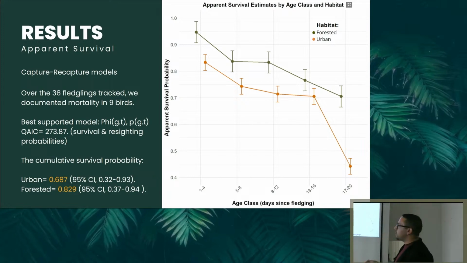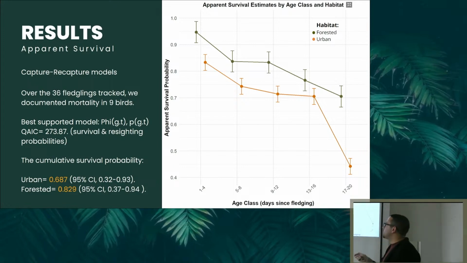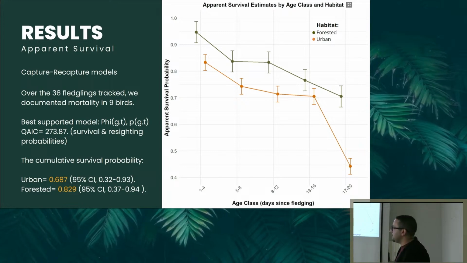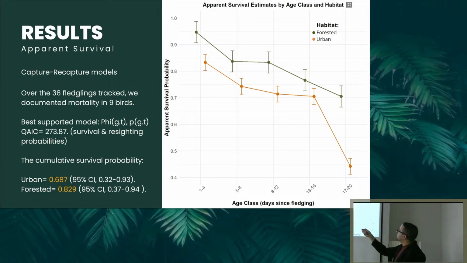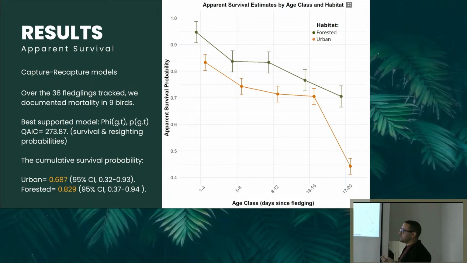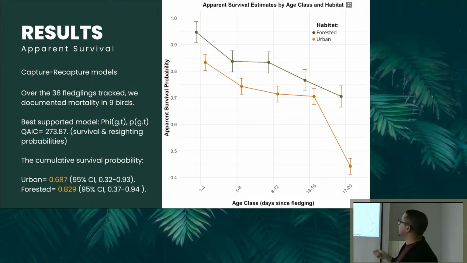And the best supported survival model was the one taking into account survival and recapture probability as a function of area. This G means group, which was our area, and T is time, or age class in our case. And the cumulative survival probability for urban individuals was 0.68 against 0.82 of the forested ones. As you can see, well, I don't know if you can see it, but this is orange, this is green. This is forest, and this is urban. Regardless of the age class, urban individuals always displayed lower survival probabilities than forested ones.